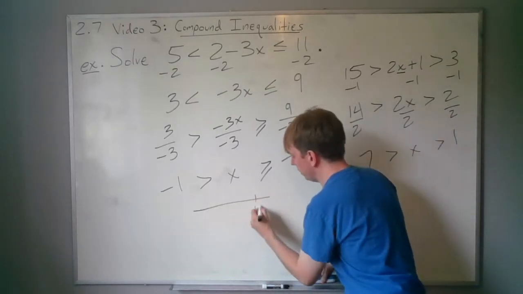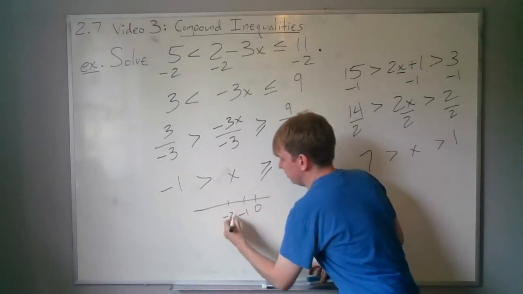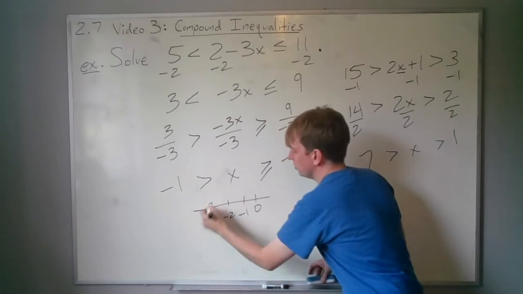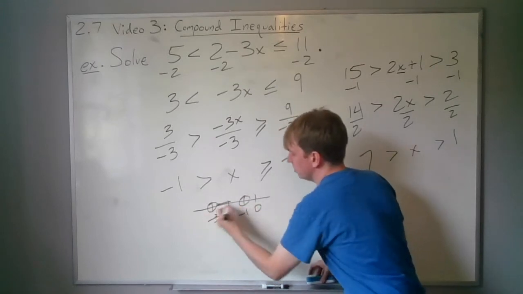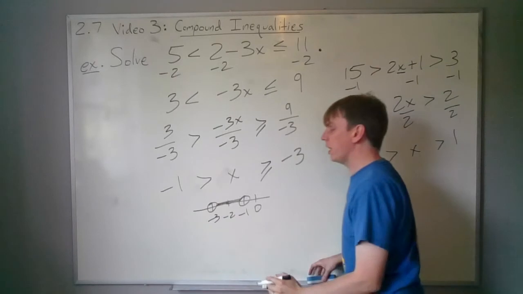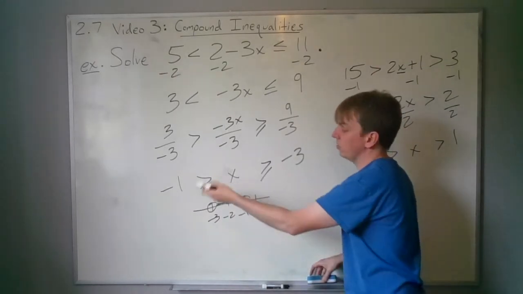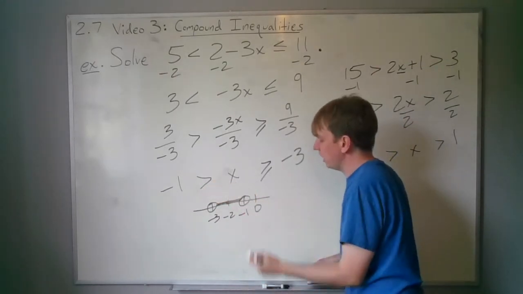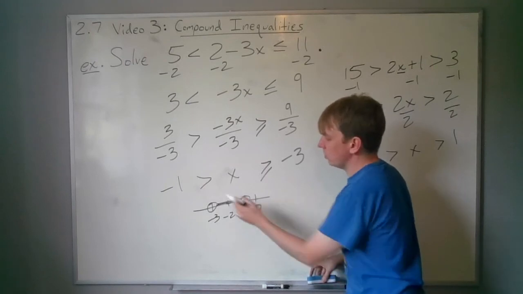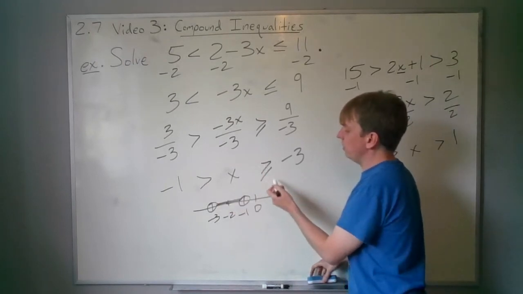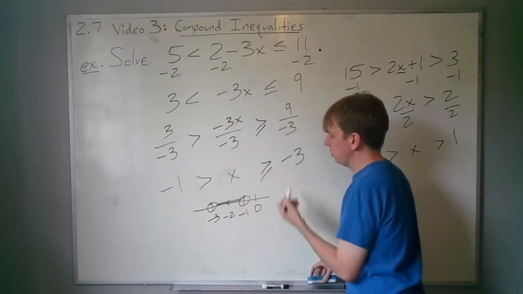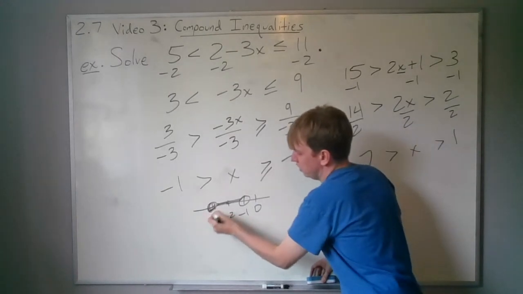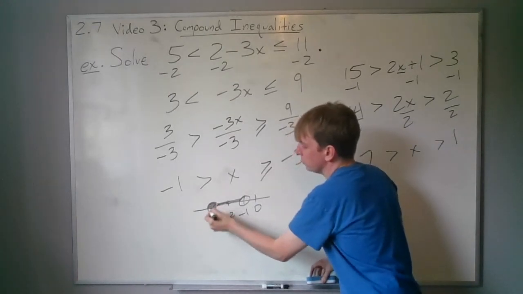So on my number line, numbers between minus 3 and minus 1. And we have a less than, or sorry, a greater than between the minus 1 and the x. So we have an open circle at minus 1. We have a greater than or equal to, meaning a filled in circle at minus 3. So it would look something like that.